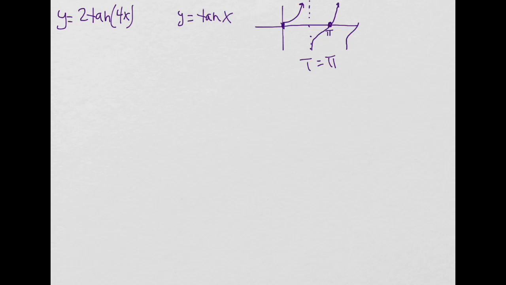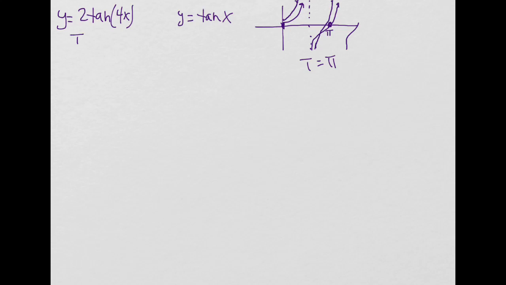Sorry. So let's keep going. What does that 2 do to our function? Well, that's not really going to do much. It's just going to make it grow a little bit quicker. So that's not very exciting. But that 4x is going to do something to our function. That's going to affect our period.